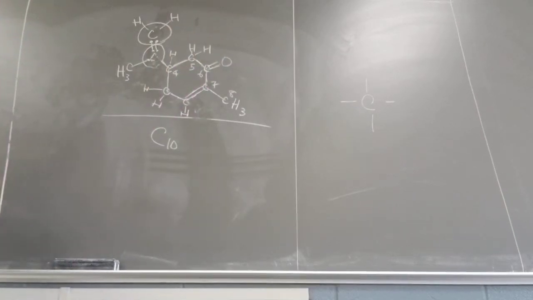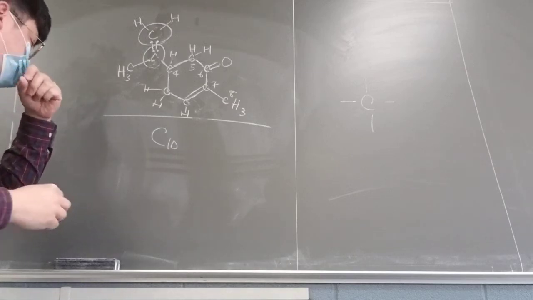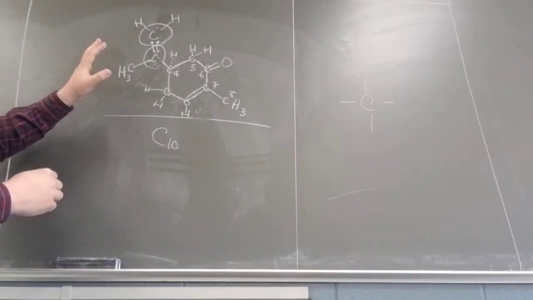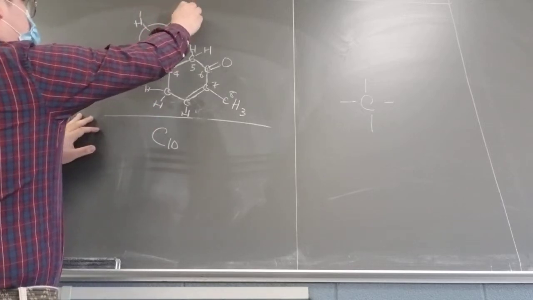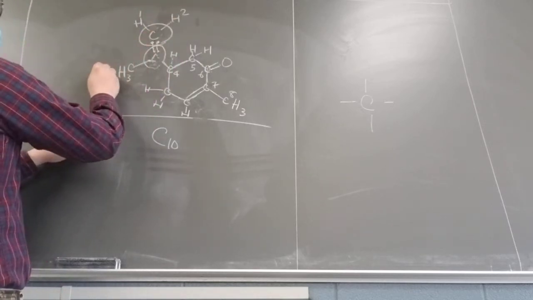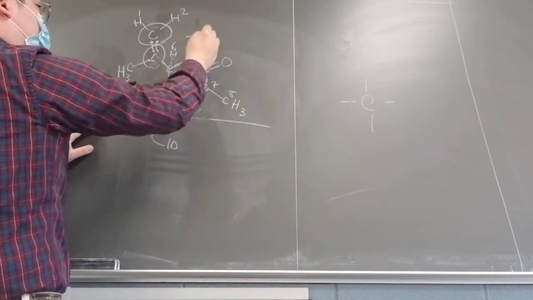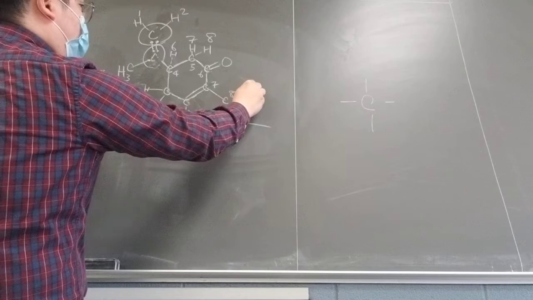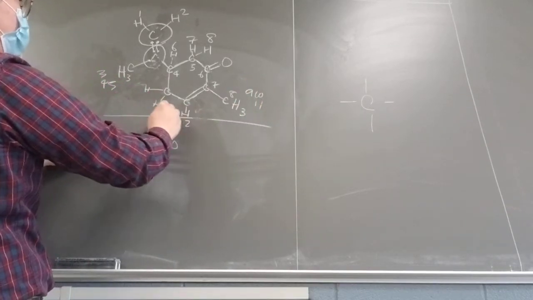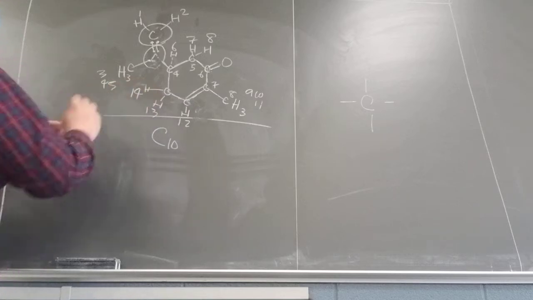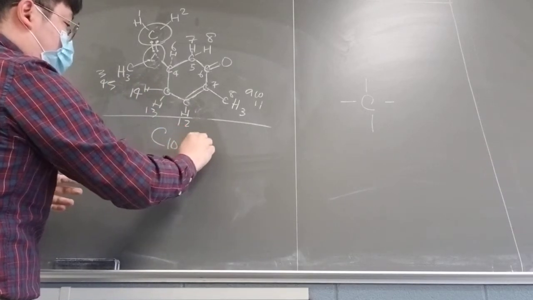Perfect. So we're done. Okay? So whenever you do this, you can try to count the hydrogen now. So it will be 1, 2, 3, 4, 5, 6, 7, 8, 9, 10, 11, 12, 13, and 14. Okay? So now you have 14 hydrogen.